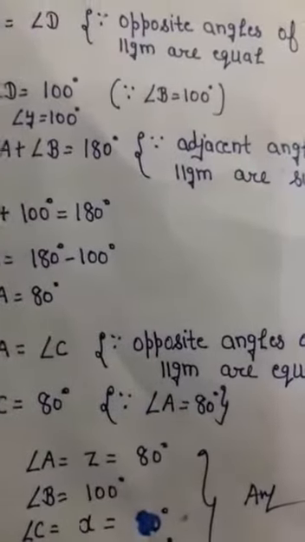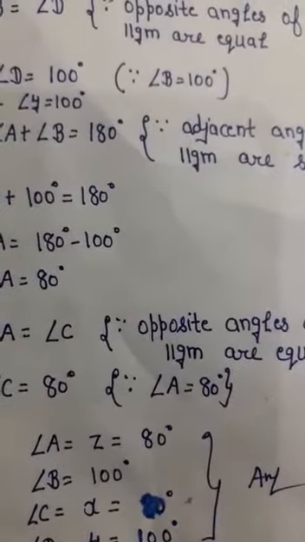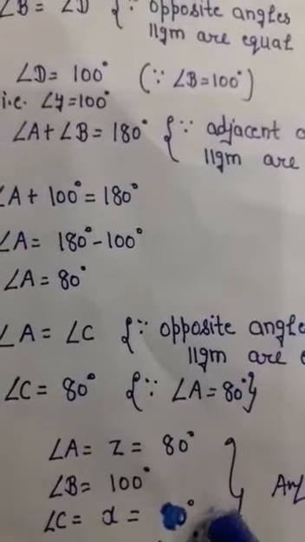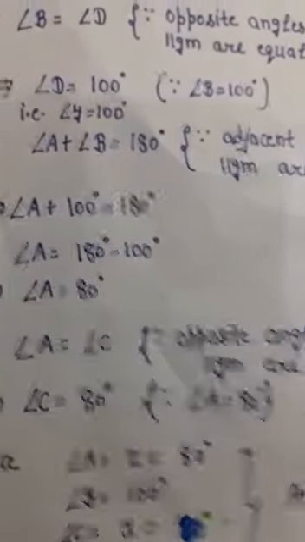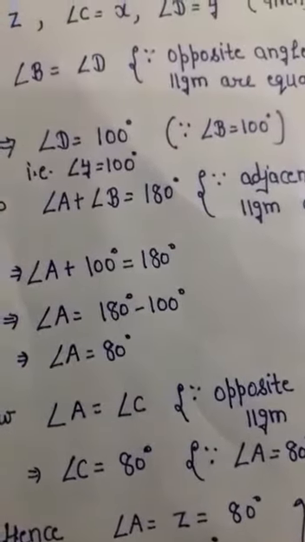If you want to check whether your answer is right or not, what will you do? You will take the sum of all the four angles. If the sum of all the four angles is 360 degrees, then your answer is right.